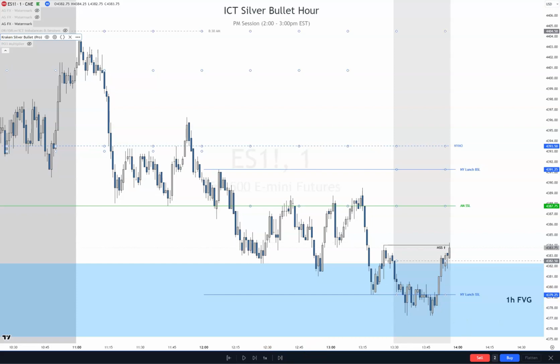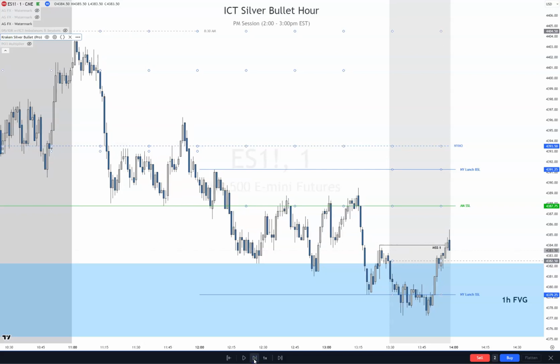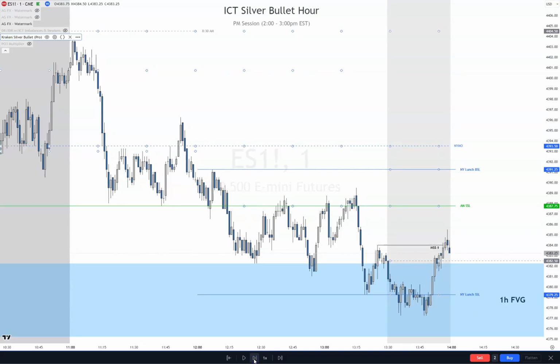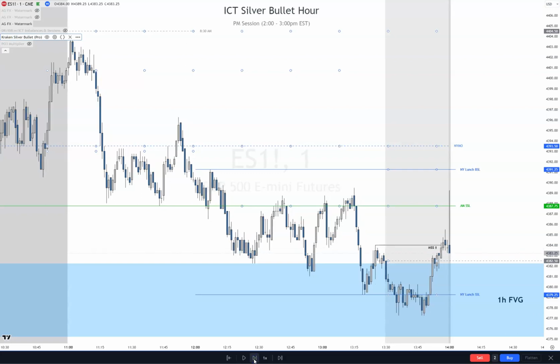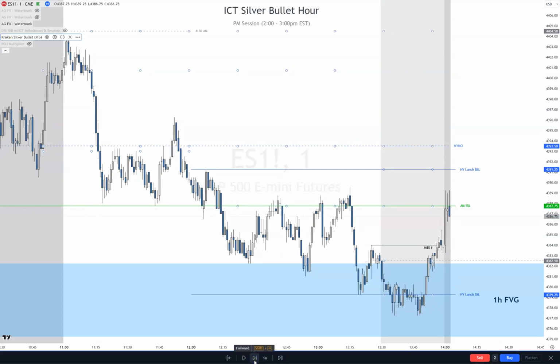All right, so there's a market structure shift. Let's keep going, see what we have here. That starts our 2 p.m. silver bullet hour.